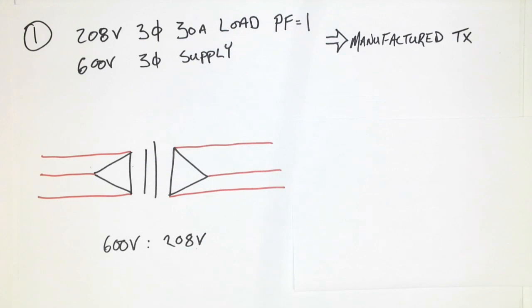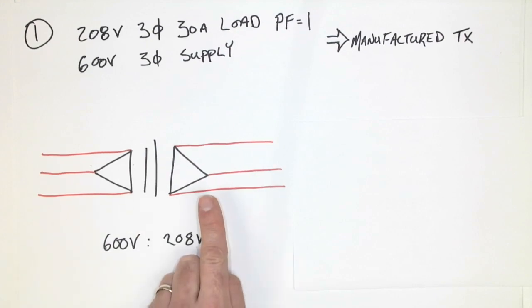The delta will have a 600 volt rating on the primary because that is the supply end, and it will have a 208 volt rating on the load side. So the H terminals will be on the primary and the X terminals will be on the secondary, as this is a step down transformer.